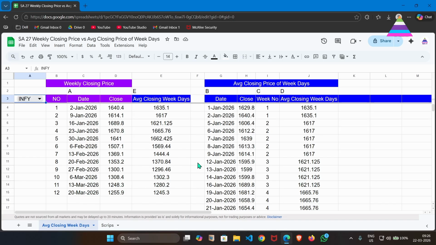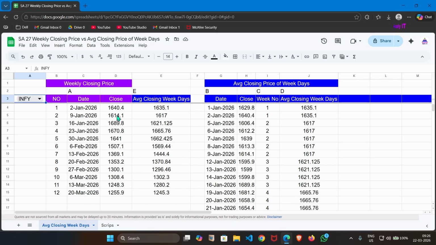First, let me explain this Google Sheet. On the left hand side, in purple color, it is weekly closing price, and on the right hand side, in blue color, that is average closing price of weekdays. So first we understand what the difference is.